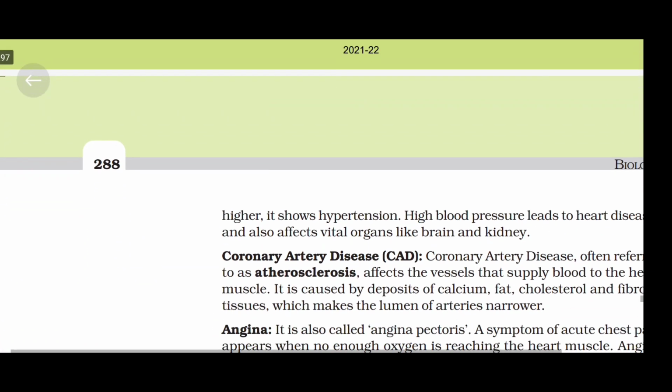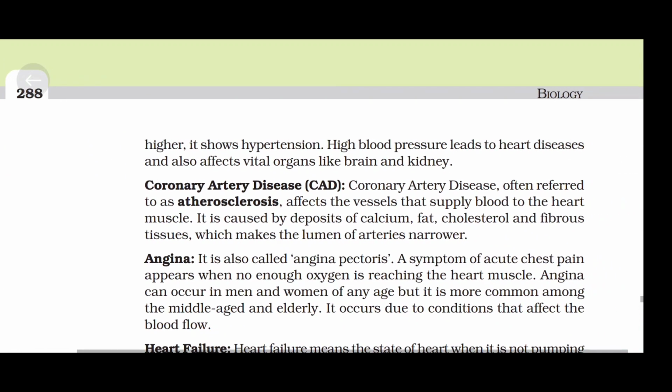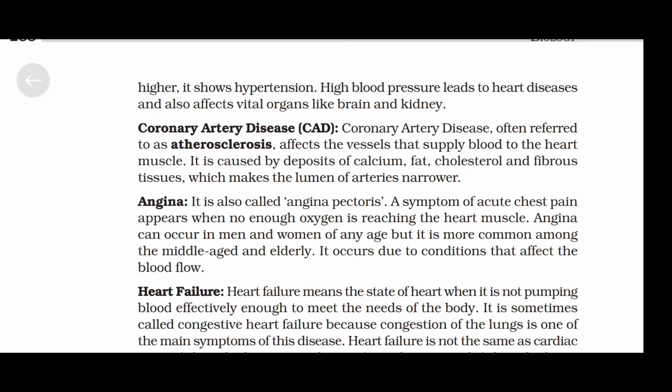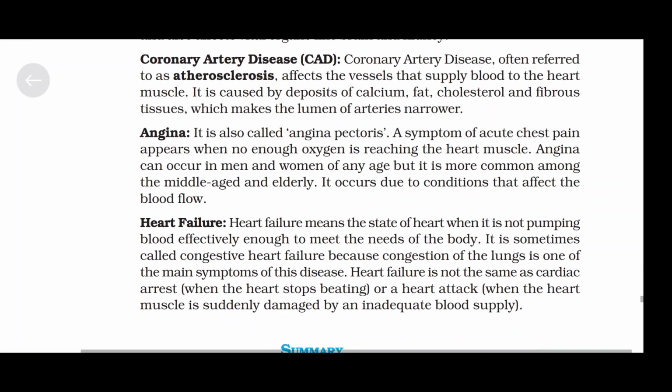High blood pressure leads to heart diseases and also affects vital organs like brain and kidney. Coronary artery disease, CAD. Coronary artery disease, often referred to as atherosclerosis, affects the vessels that supply blood to the heart muscle. It is caused by deposit of calcium, fat, cholesterol, and fibrous tissues, which makes the lumens of arteries narrower. Angina. It is also called angina pectoris.